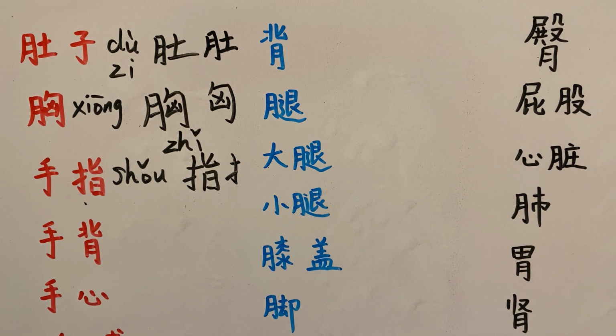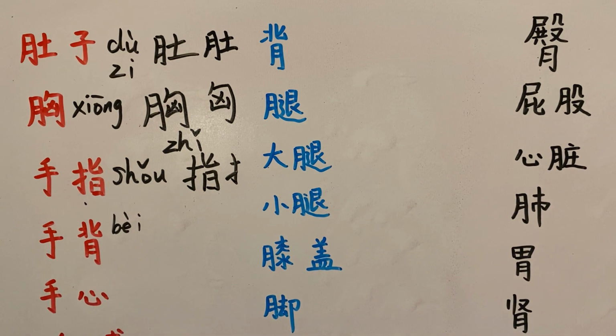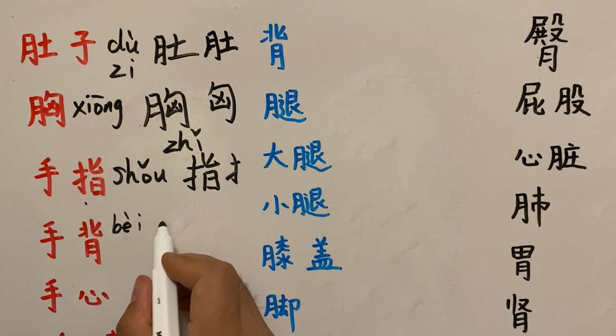The next one, 手背. So you may already know that these words have something to do with your hand. 手指, 手背, right? Next one, 手心. They all have something to do with your hand. So this 手背 is the back of your hand. 背 is the back. 手背 means the back of your hand. This Chinese pinyin is written like this. 背, 手背. I'll write 背 here.